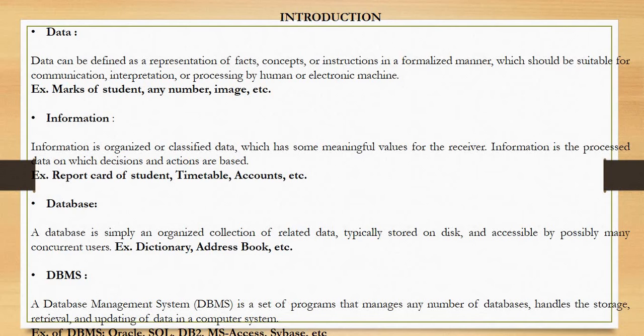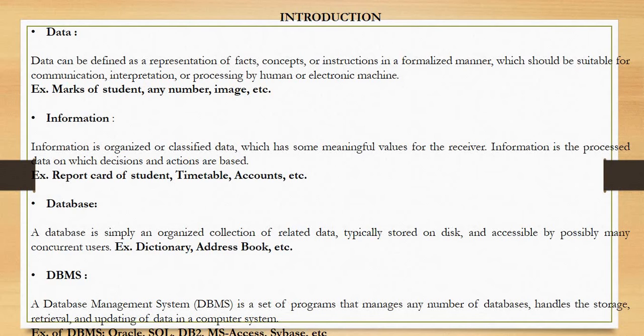For example, the mark of a student, any number, image, everything will come under data. For example, if I tell 1, 2, 3 or A123, as a layman we don't know what exactly A123 stands for. It can be a staff ID number, student roll number, or anything else. So data is simply a raw fact.